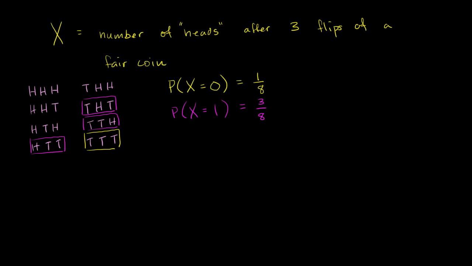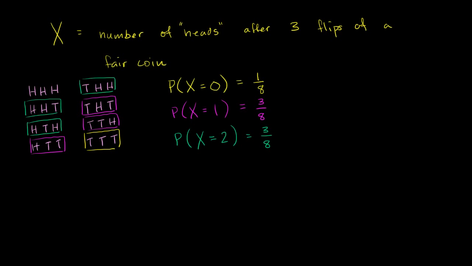Now, what's the probability, and I think you're maybe getting the hang of it at this point, that our random variable X is going to be equal to 2? Well, for X to equal 2, that means we got 2 heads when we flipped the coin 3 times. So this outcome meets that constraint, this outcome would get our random variable to be equal to 2, and this outcome would as well. This is 3 out of the 8 equally likely outcomes. So this has a 3/8 probability.